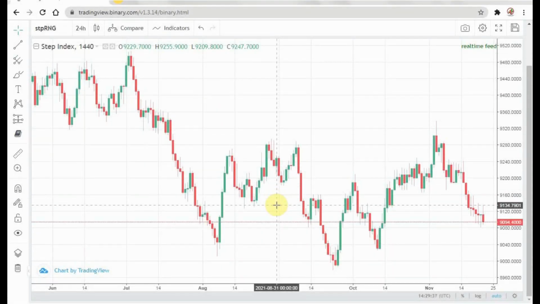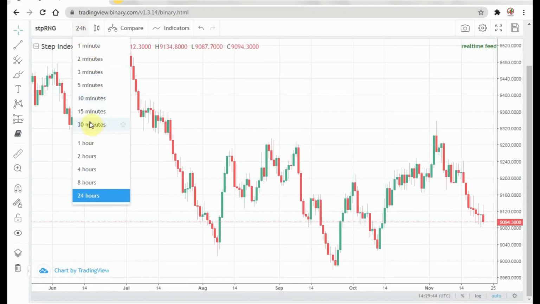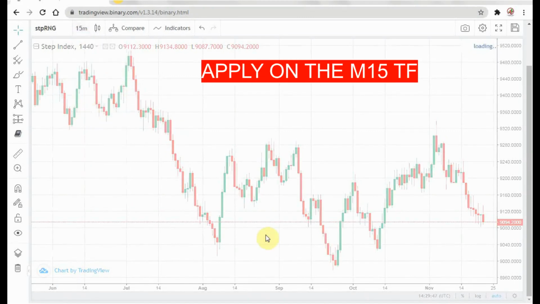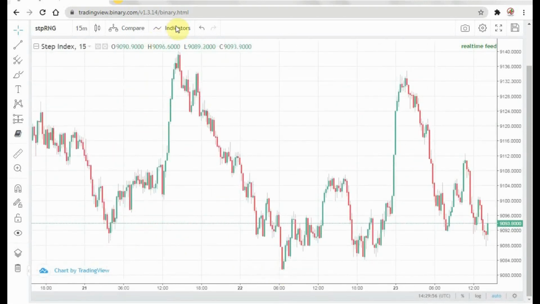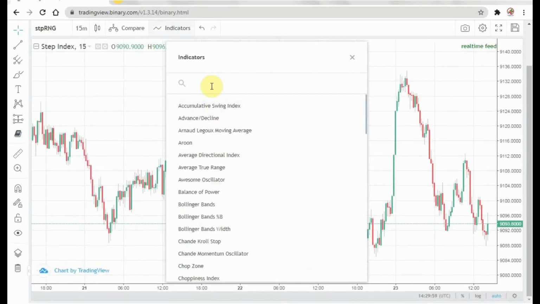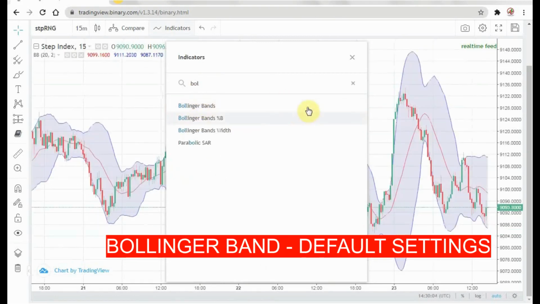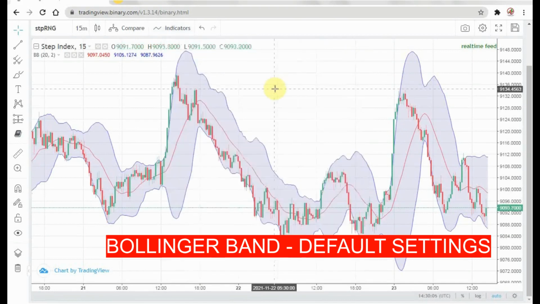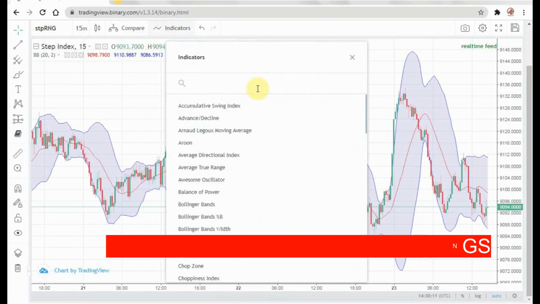Okay, so this strategy only applies on Step Index and on the 15-minute time frame. Let's head on to our indicator window so we can add our indicators. For this strategy, we are going to add two indicators. We'll first add the Bollinger Band. You can leave it on the default settings, and we are going to add the next indicator, which is the RSI.